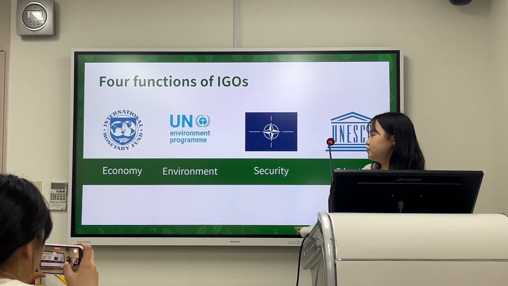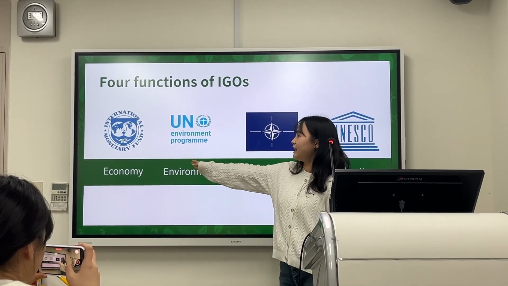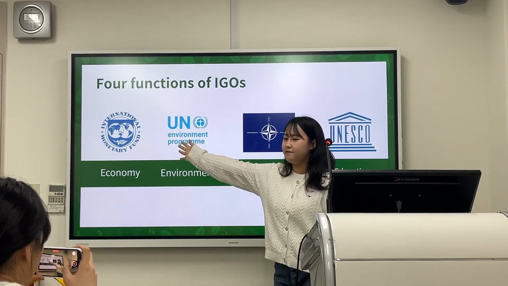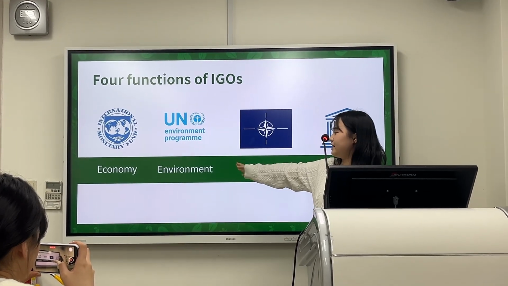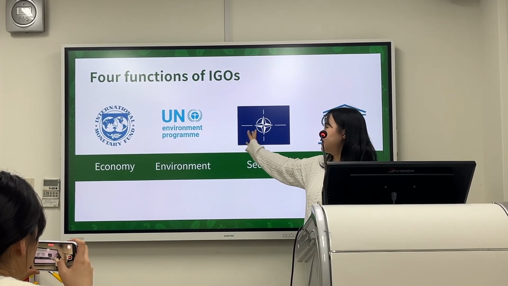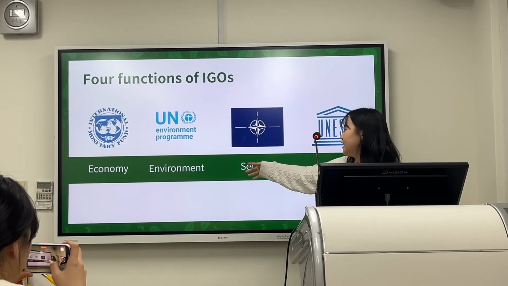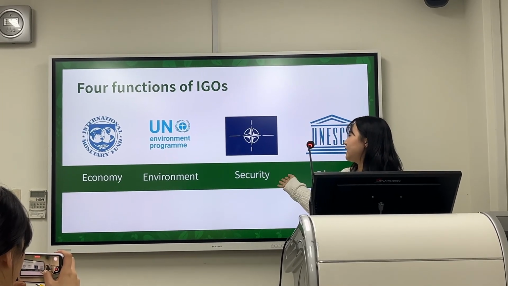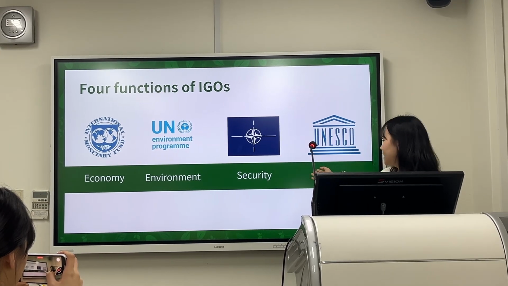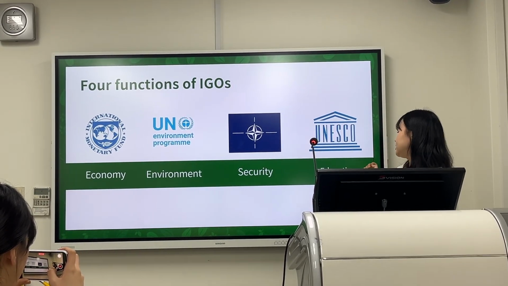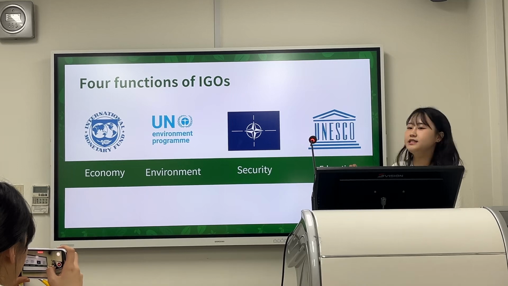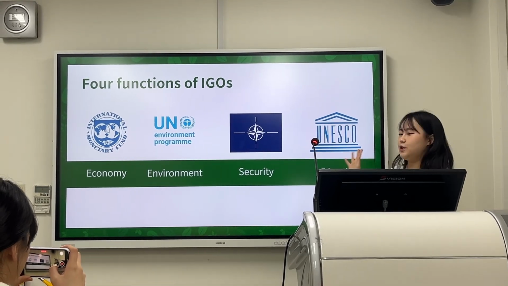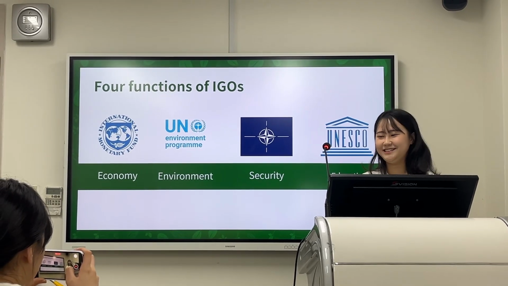The first, Jehu will introduce economy and the IGO of IMF, and Hyun will explain environment part and the UNEP IGO. And third, Wonseok will explain the security and NATO IGOs. And finally, Haemin will introduce education parts and the IGO of UNESCO. Okay, let's start.